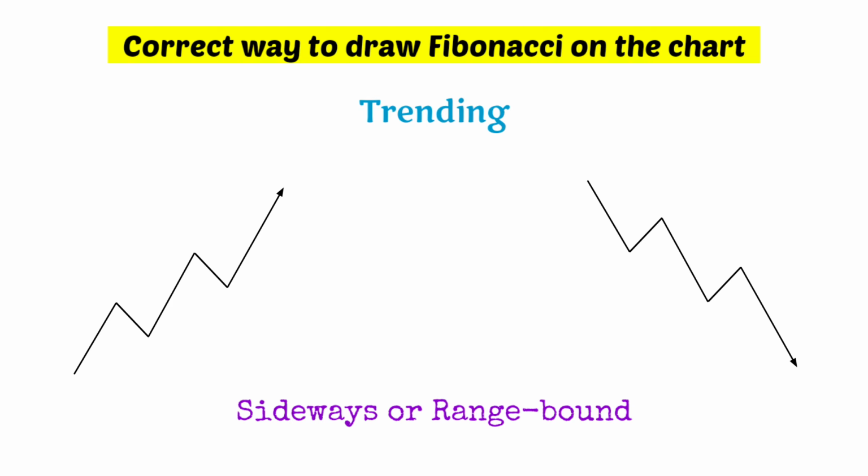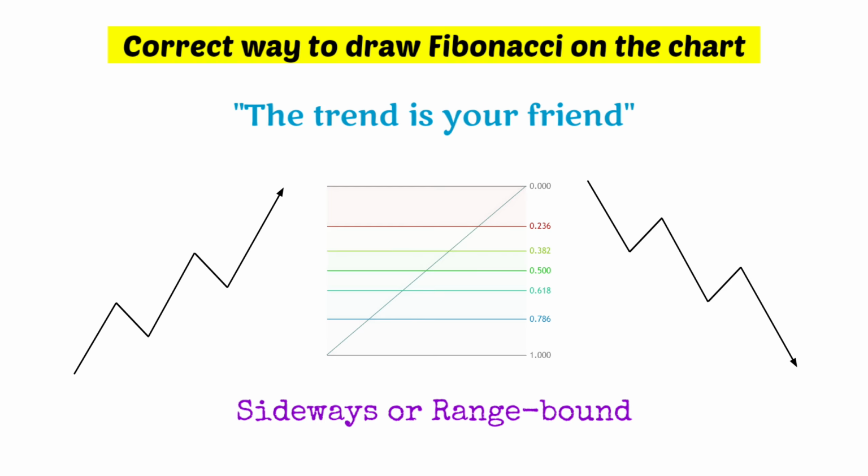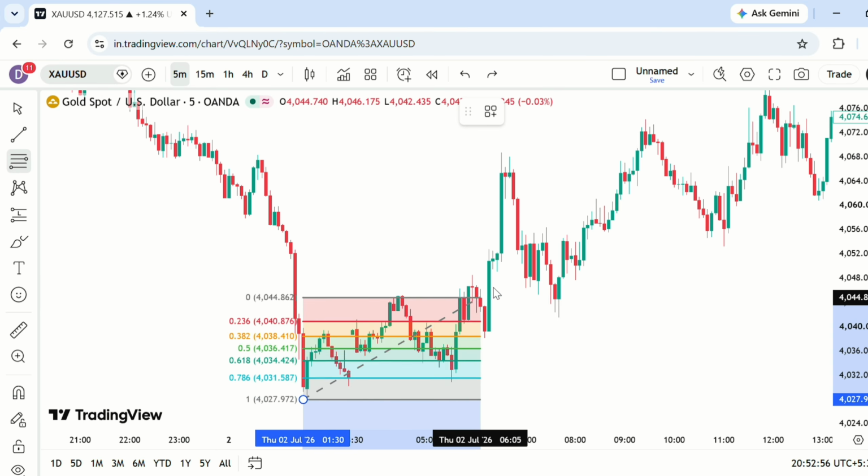You've probably heard the phrase, "The trend is your friend." Trading with the trend generally gives you a much higher probability of success. But many traders don't know how to actually trade with the trend. This is where Fibonacci becomes extremely useful. With a single tool, you can identify potential entry zones, stop loss placement, and even profit targets. To use it, open TradingView and select the Fibonacci retracement tool from the toolbar on the left side. If the market is in an uptrend, draw Fibonacci from the swing low to the swing high.